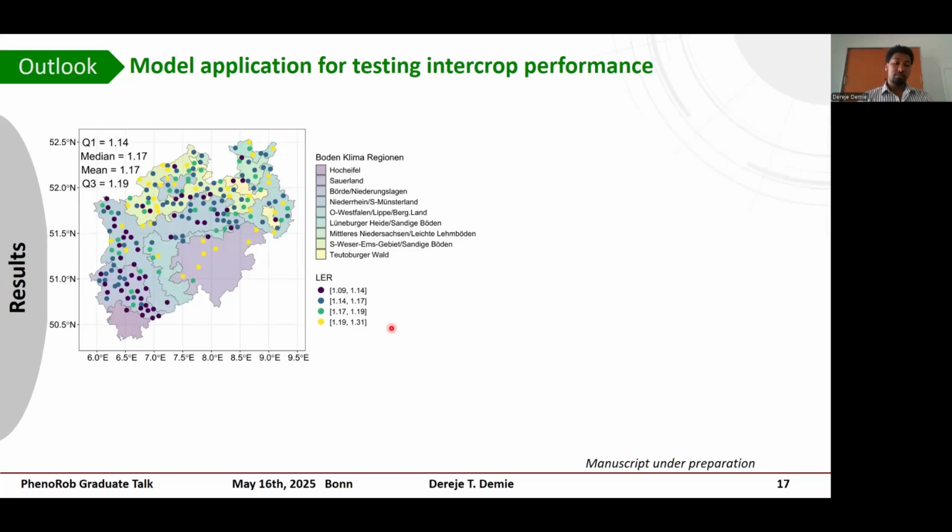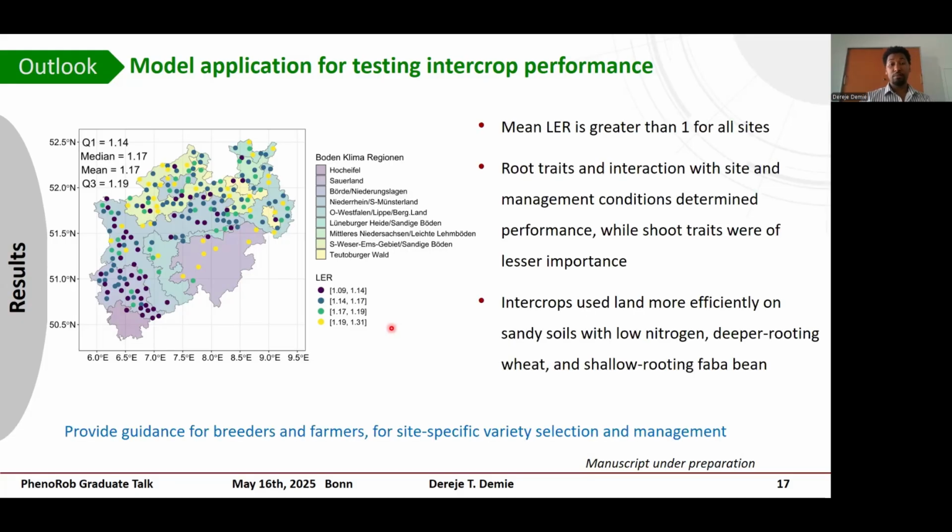Just to show some results, here is how intercrop performs in different soil and climate regions of North Rhine-Westphalia. And as it's only default values, the important message here is that the land equivalent ratio is greater than 1 in all cases. And the root traits and their interaction with the site and management conditions determine the performance of intercropping, while the shoot traits were less important.